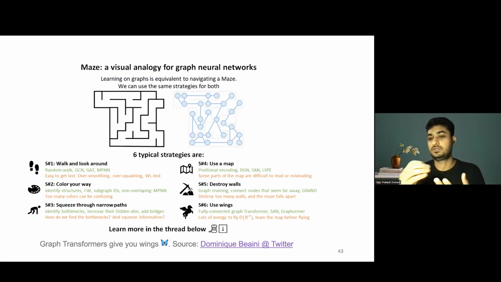We may need to do some wall destruction. There are works such as graph rewiring, which solve some of the bottlenecks that may come from narrow bridges in graphs. And finally, we can use wings. When we have fully connected graph transformers, each node is allowed to be connected to each other node, so we don't have many of the bottlenecks. This is just to conclude on how we can follow some first principles when working on graph transformers.